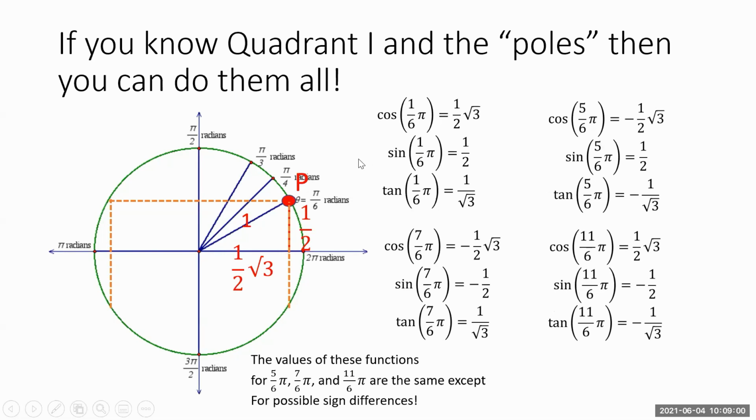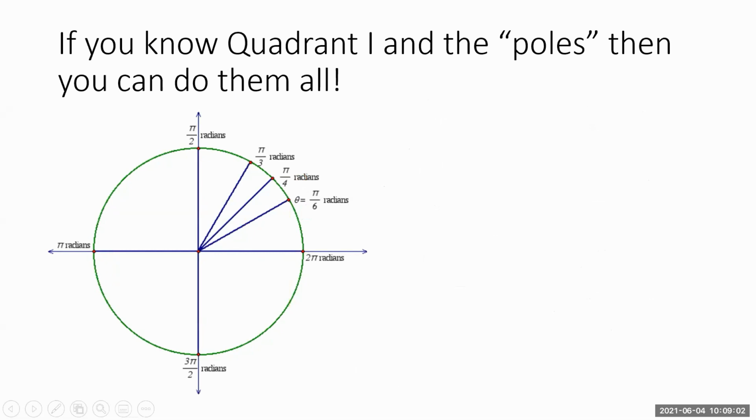So know quadrant 1 really well. All right, let's go through the pi over 4 angle. So we've rotated point P, right? Pi over 4 radians, 45 degrees from (1, 0). That puts us there, right?